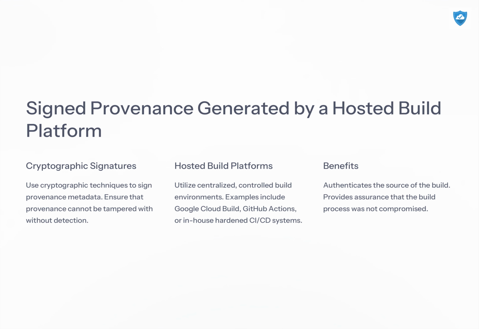By utilizing centralized and controlled environments, such as Google Cloud Build, GitHub Actions, or in-house CI/CD systems, we can maintain a secure and consistent build process. These platforms help authenticate the source of the build, offering assurance that the build process remains untainted and operating as intended. The benefits of using cryptographic signing and hosted build platforms are clear. They not only authenticate the provenance but also provide confidence that the build process was secure and uncompromised, reinforcing the trustworthiness of the software artifact.